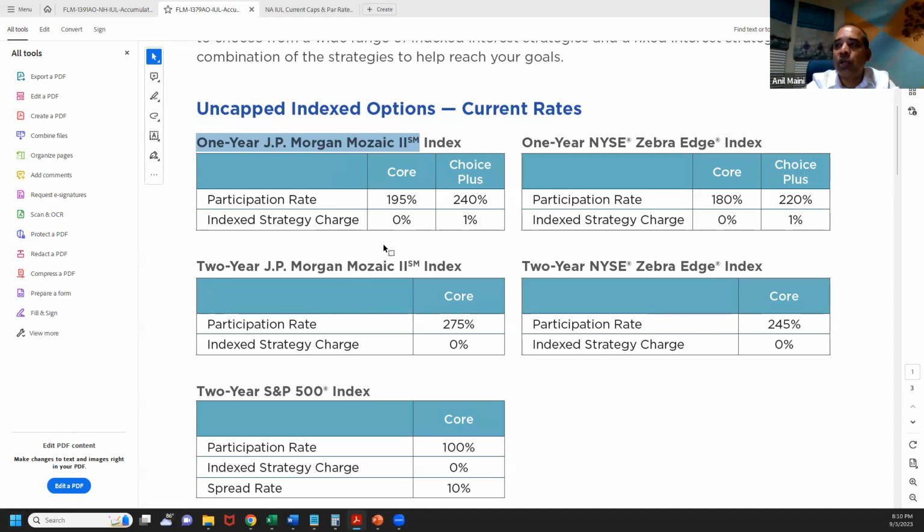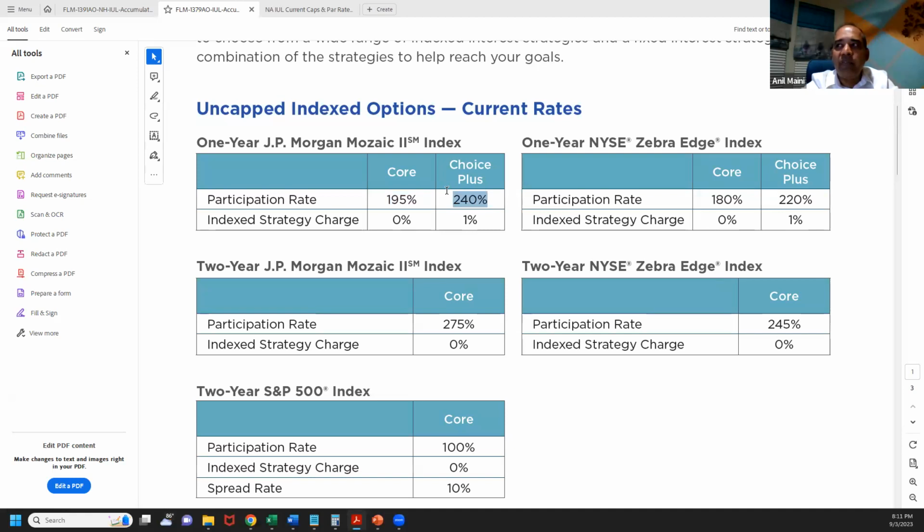So, but that should not impact us. So if we choose JP Morgan Mosaic Index, the participation rate is 195% with no fees, with zero fee. And if the client agrees to pay the fee some years, whenever the market drops on your anniversary date and you think that this is kind of a bottom, then it's worth it to pay the fee, because next year when the market goes up, the participation rate will be 240% instead of 195.